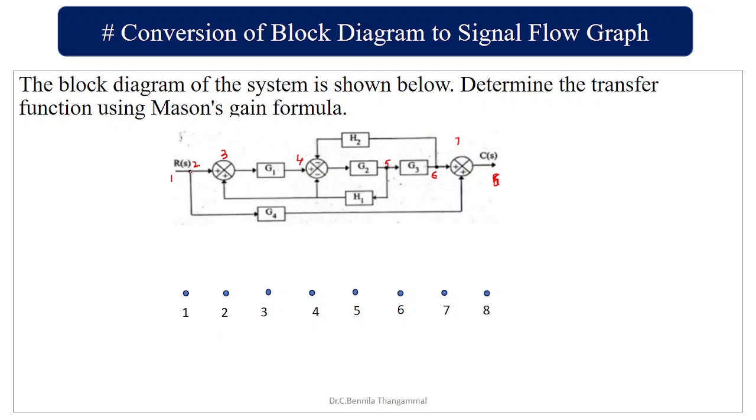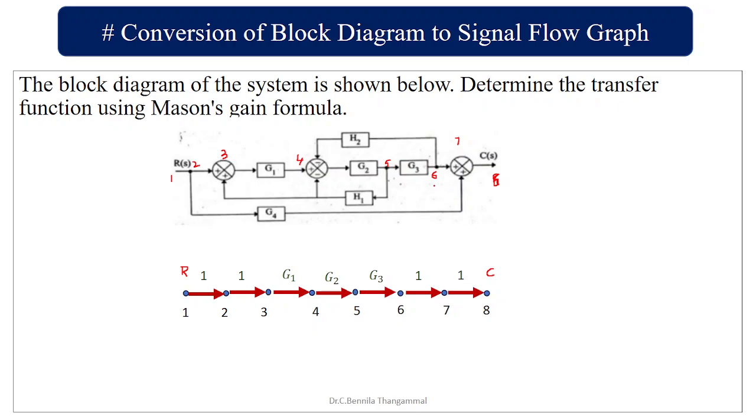Now from this 1 to 2, right? So 1 is going to be your R of S, and then your 8 is going to be your C of S, right? So I'm just going to act as R and C. So this 1 to 2, there is nothing there, so the value of gain should be 1. In between 2 and 3, there is no gain, so the value is 1. And from 3 to 4, the gain is going to be G1. And then 4 to 5, the gain is going to be G2. And then 5 to 6, the gain is going to be G3. And 6 to 7, it's going to be 1. And 7 to 8, it's going to be 1.